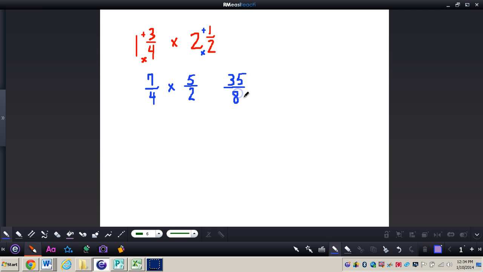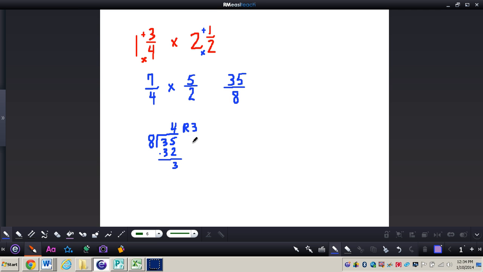Now we're not going to leave this as an improper fraction. We're going to change this improper fraction to a mixed number, and we know how to do this. We take our numerator and divide it by our denominator. 8 goes into 35 4 times. 4 times 8 is 32. We have 3 for our remainder. So we have 4 remainder of 3.